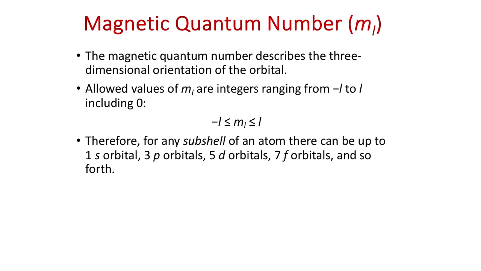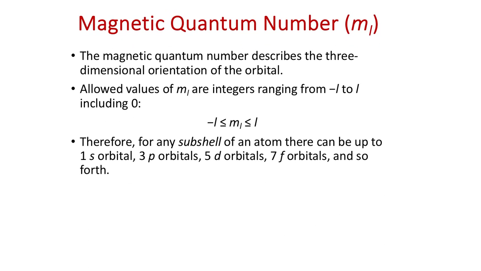The m sub l is the magnetic quantum number, and it's telling us the orientation or the position that orbital points. You could think of this value, like we said before, as minus L to plus L, all the integers and 0 in between. So if L is equal to 2, the range of m sub l's would be minus 2, minus 1, zero, plus 1, plus 2.